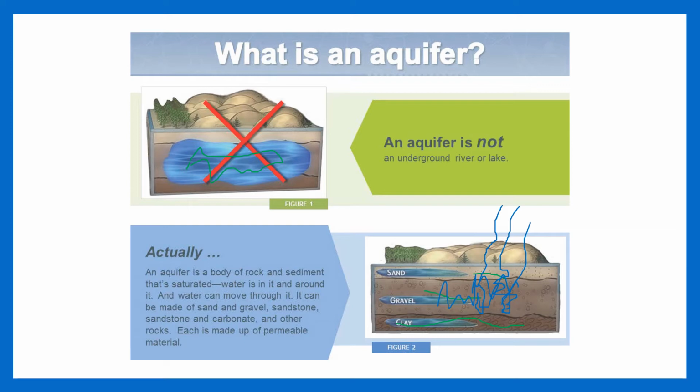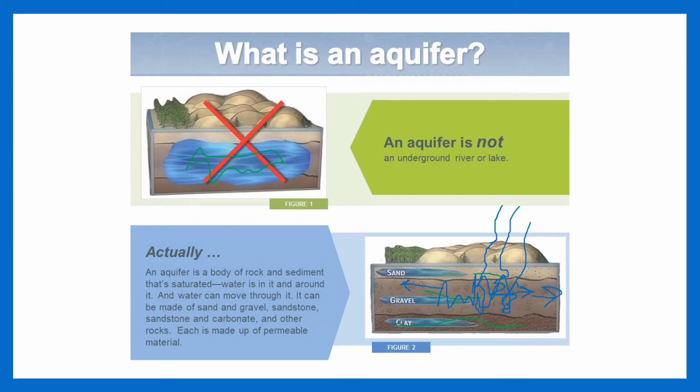Now it's not unmoving. Sometimes it'll move a little bit that way, maybe move a little bit that way, depending. Sometimes down this way, there may be a spring that this groundwater dumps into or a river. So there may be less pressure that way. So maybe it moves that way a little bit. But it's not necessarily like an underground river or a lake.